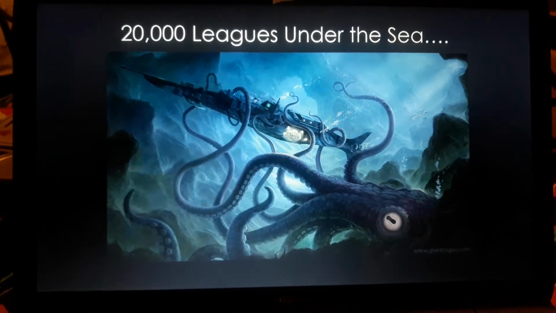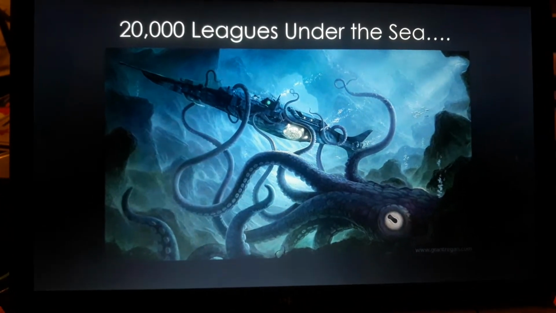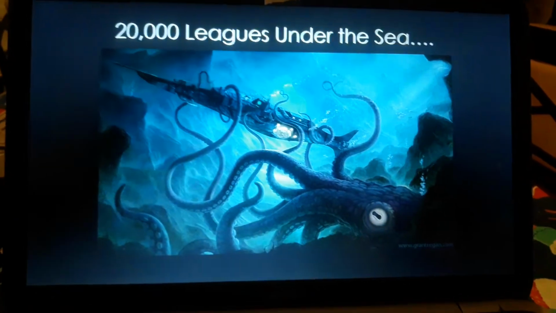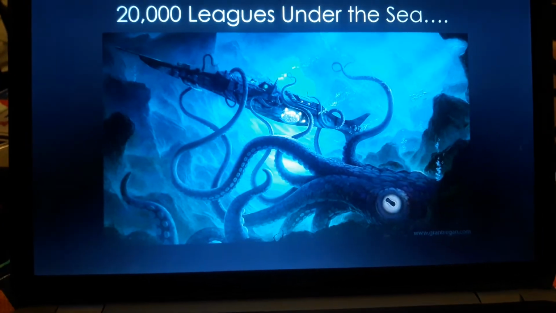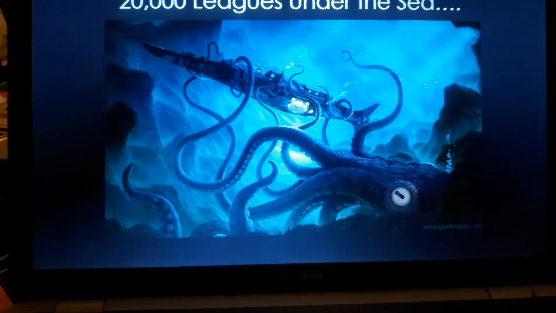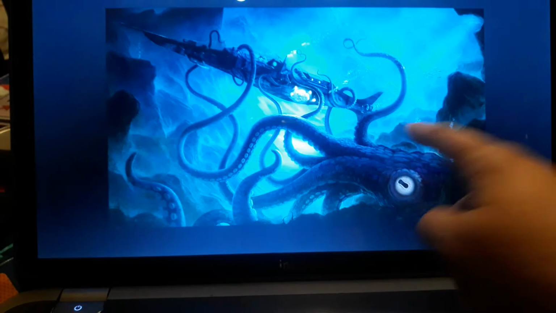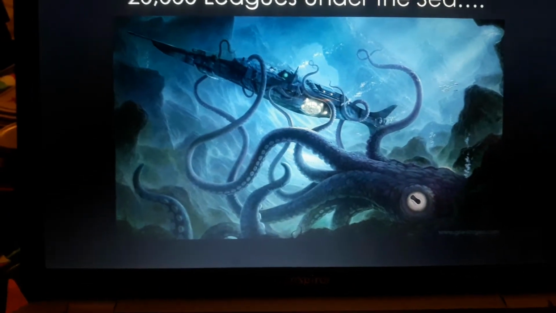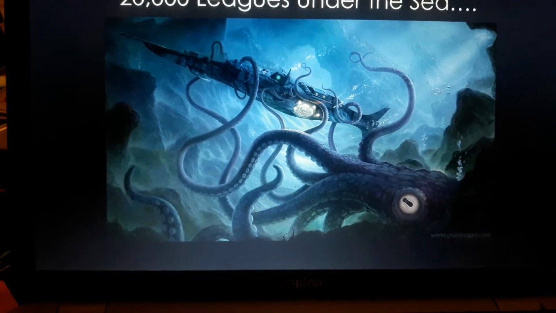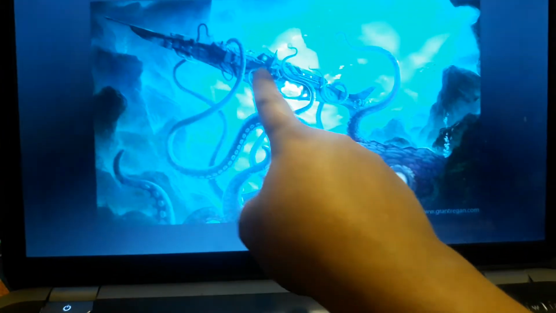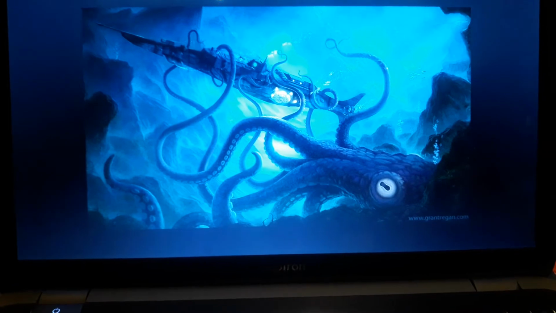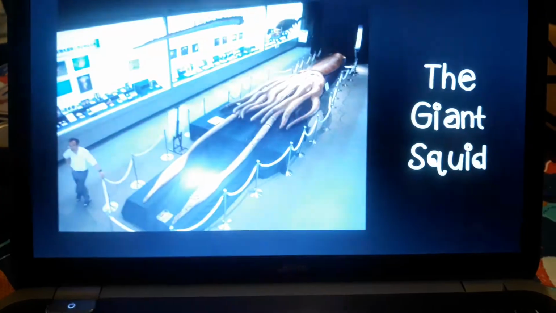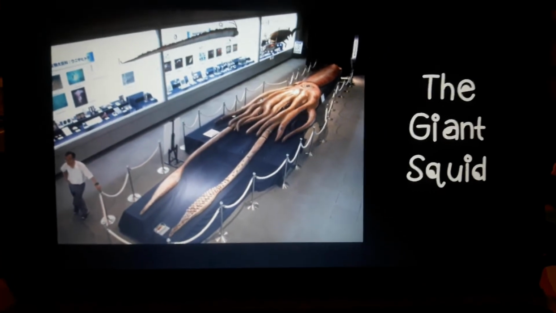All right, if you have never had a chance to see the movie called 20,000 Leagues Under the Sea, you may or may not have heard about the giant squid. Now, they're real, but they're not nearly as big as what this guy is right here. This is just pretend. But in the book, or the movie, 20,000 Leagues Under the Sea, this is Captain Nemo's submarine, and the giant squid attacks it in the story. But they're real, and here is what they really look like.